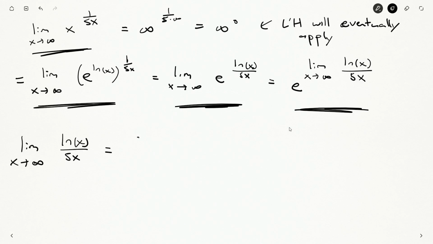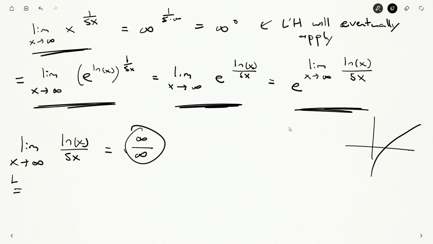And we plug in, and the ln of x goes to infinity as x goes to infinity. We might need to remember what ln of x looks like. And 5x, as x goes to infinity, is going to go to infinity. Okay, so this is one of the two cases where L'Hopital's rule will apply.